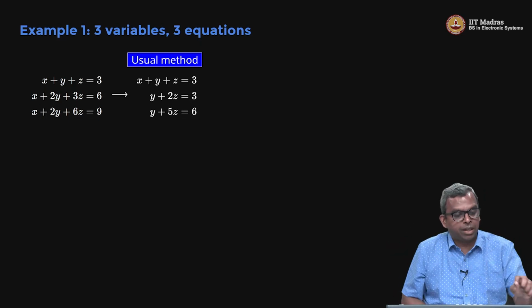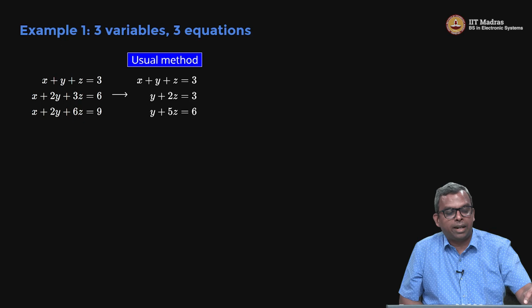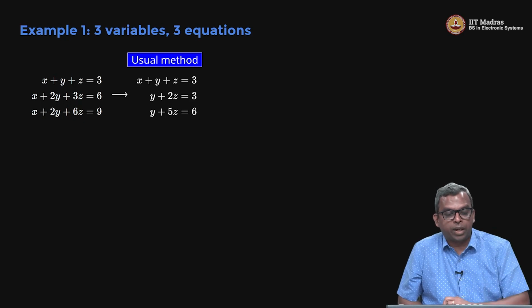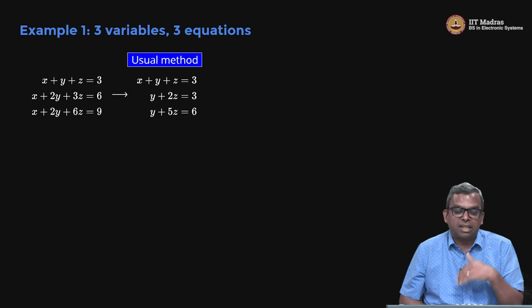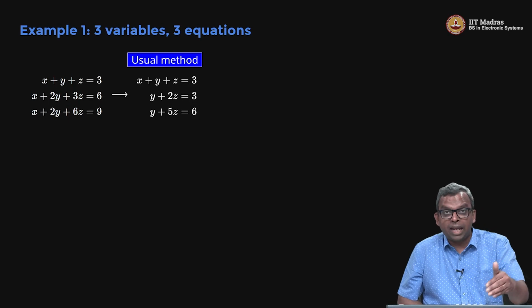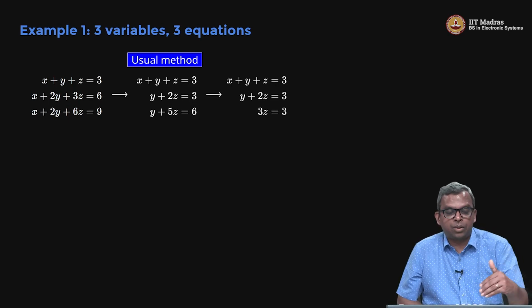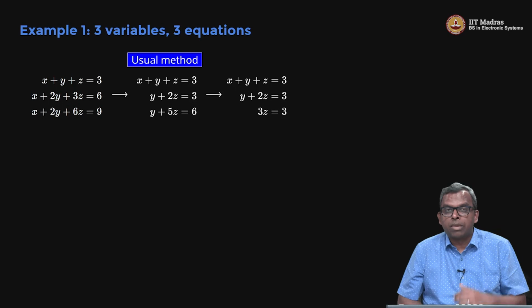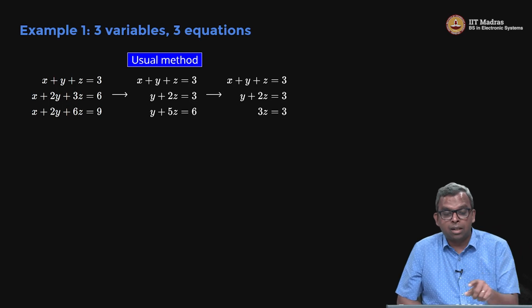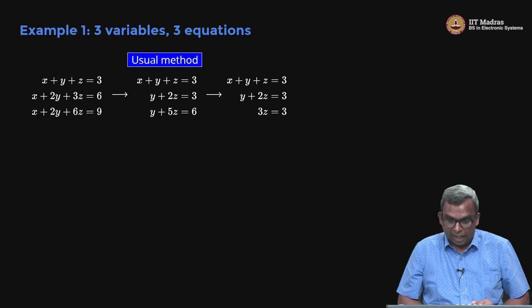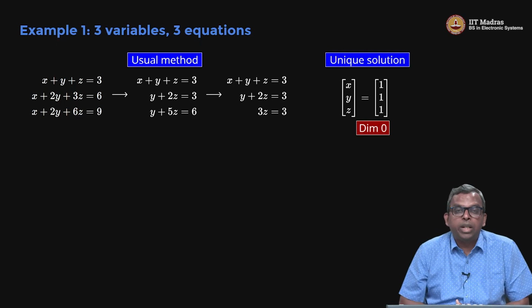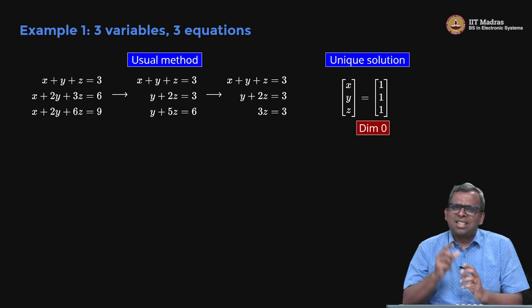We'll use elimination. So I've taken the second equation minus the first equation, so I get y plus 2z equals 3. The third equation minus the first equation, again I get y plus 5z equals 6. Then what's the next step? Again, you can eliminate y from the second and third equation. You subtract those two, you get 3z equals 3, and you're done. At this point, you know z is 1, and then you back substitute, you get y is 1, and then y = 1, z = 1 will also give you x = 1. So from here, you can go to the unique solution, which is just a single point.